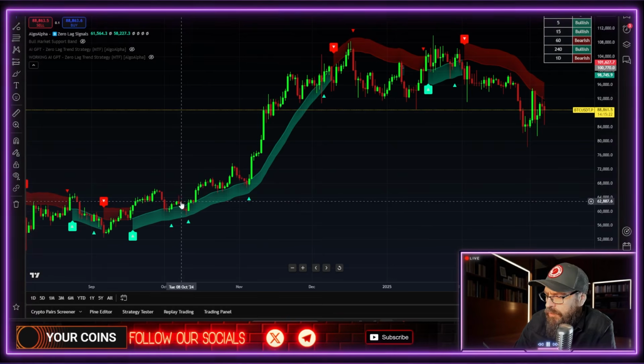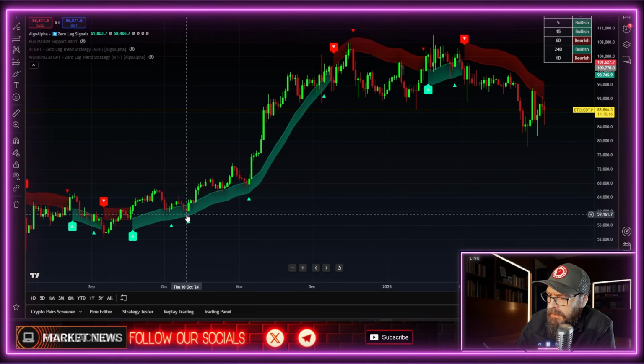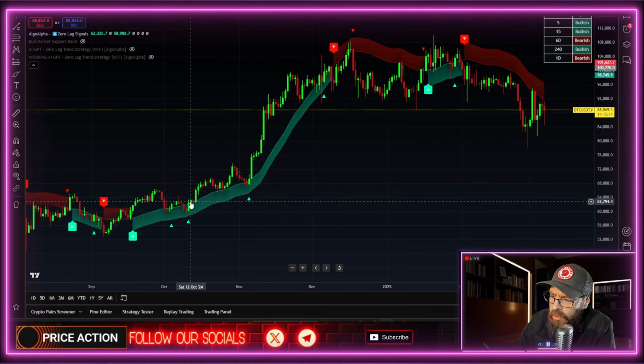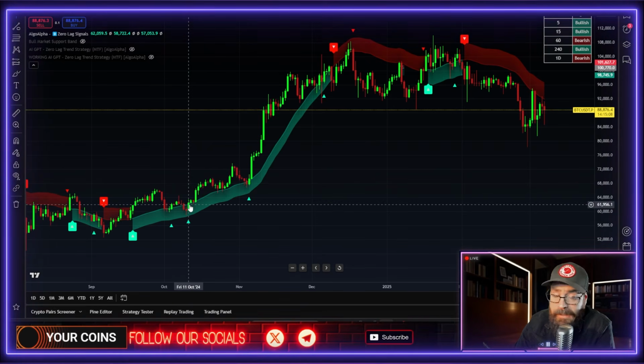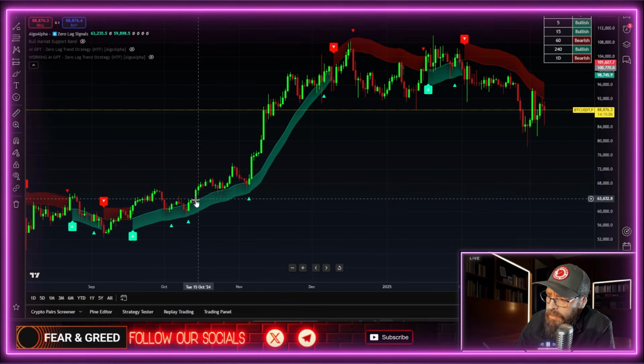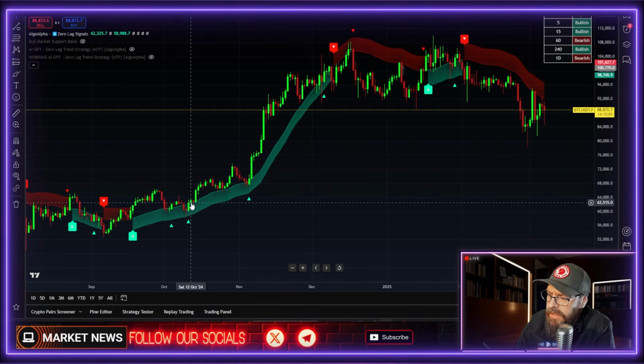So as you can see here, the price has come back in, it's pulled back down to this level. But then we have a green candle which closes above the ribbon. It's critical that you do not take the trade unless this green candle closes above the ribbon. The green candle closed, we would have got our trade in here.